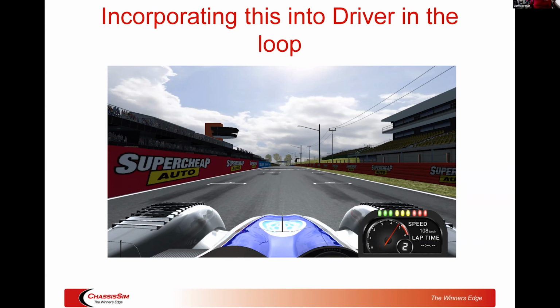When I was testing this around Eastern Creek in ChassisSim driver in the loop, I was getting into turn one, where for a high downforce car you just turn in, hang on the throttle, and you don't even think about it. Every time I was turning in, the car was flopping in. Why? What was happening is that all of a sudden we were starting to push into very unstable behavior of the car. And let me leave the punchline for this momentarily with what I'm about to show you.